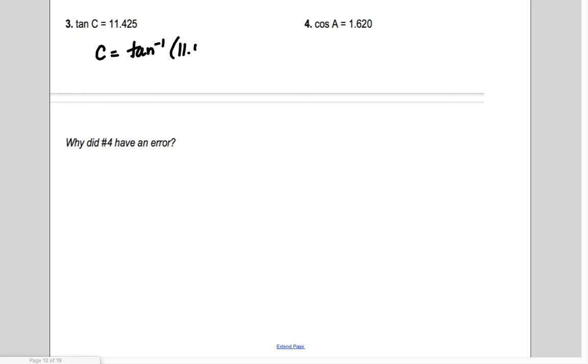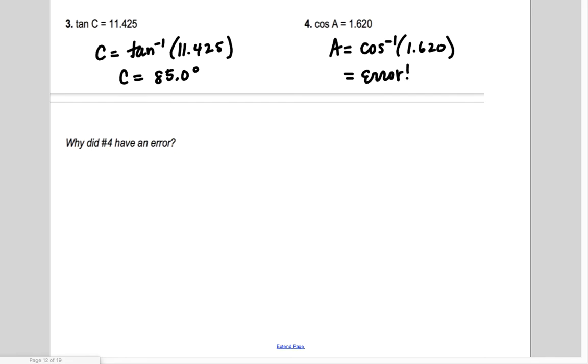I'm going to do 11.425. So I get angle C is 85.0. And then I try this one and I do A equals inverse cosine of 1.620. So try it along with me. I'm racing you guys. Did you beat me? What does it say? It says error. What does that mean?